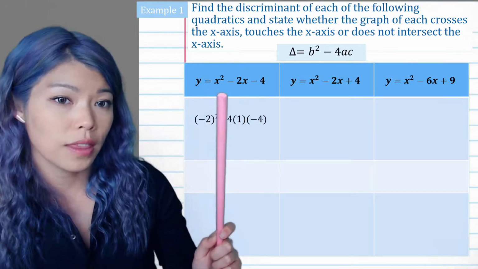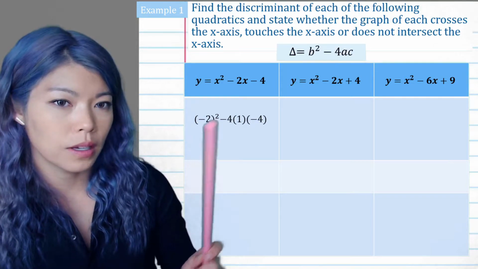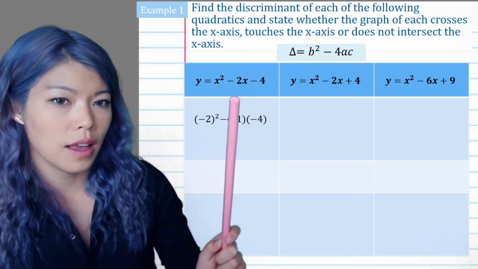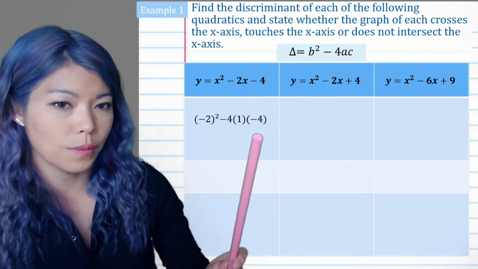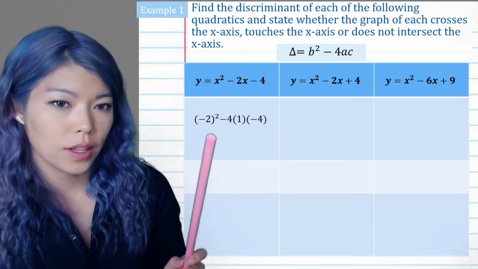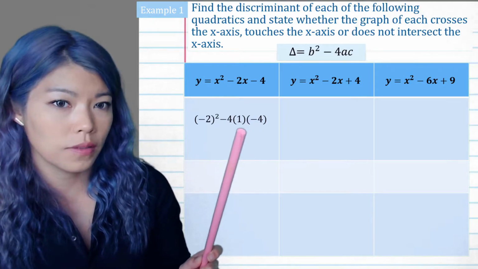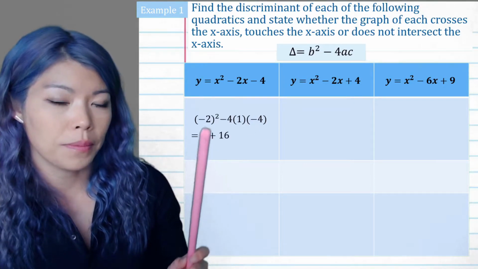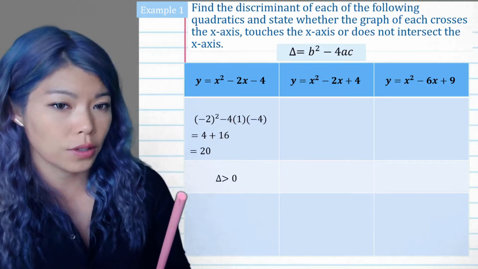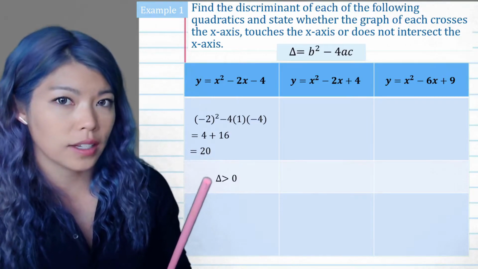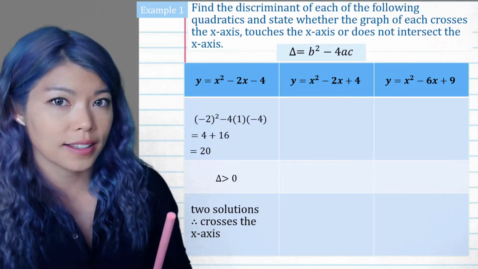So a is 1, b is -2, c is -4. So the discriminant becomes: -2 goes in there, minus 4 times a, which is 1, and c, which is -4. Let's evaluate that. Minus 2 squared is 4, minus 4 times minus 4 is positive 16. So positive 4 plus 16 gives us 20. It is a positive value, or in other words, the discriminant is greater than 0, so we have two solutions, and therefore it crosses the x-axis.